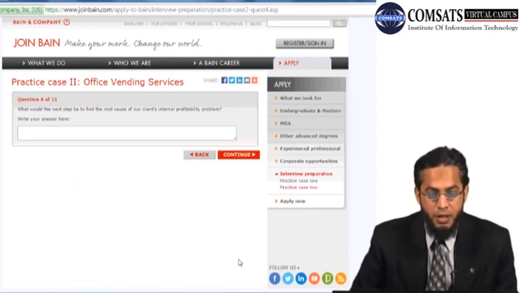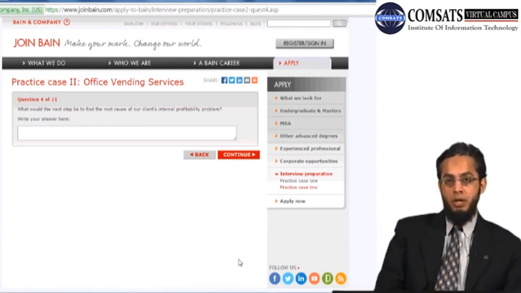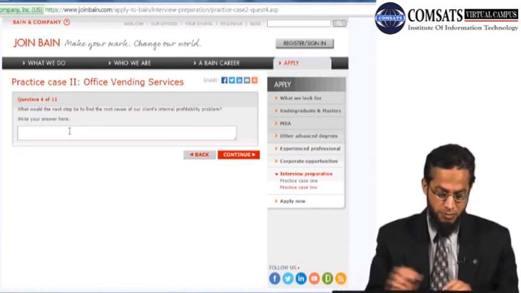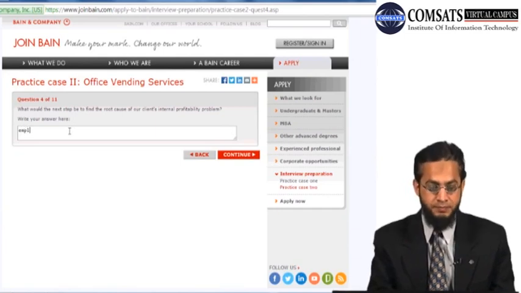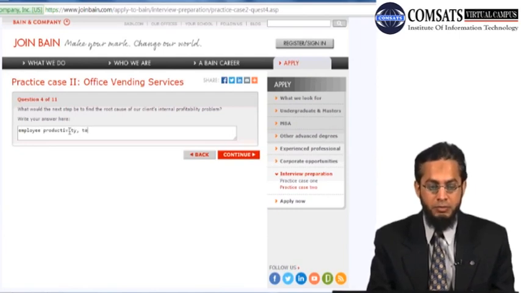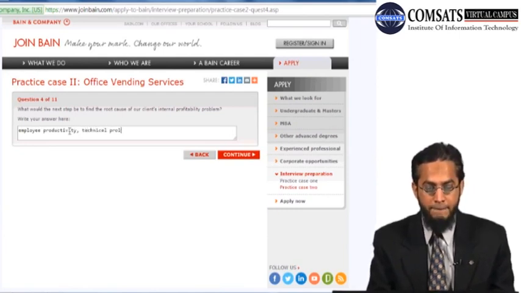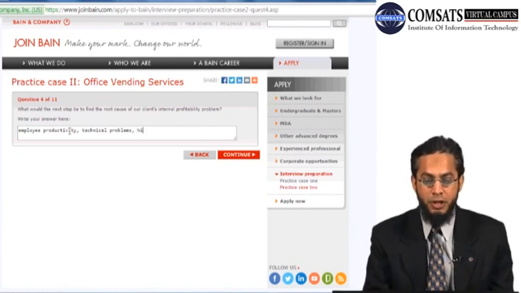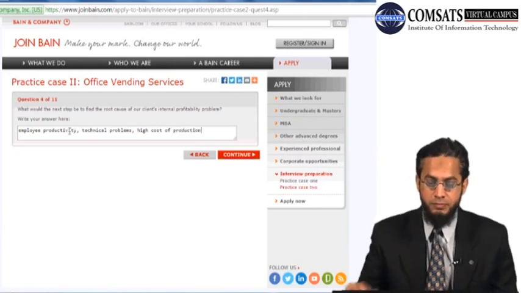Question number 4. What would the next step be to find the root cause of our client's internal profitability problem? Now, क्या हो सकते हैं? Write your answer here. We'll say it's maybe because of employee productivity. Let's see. Technical problems. It also might be because of high cost of production. And so on.